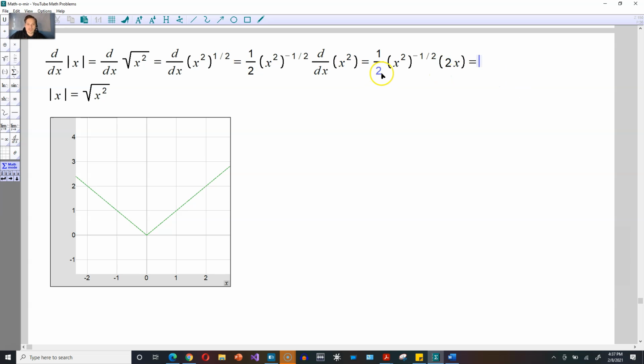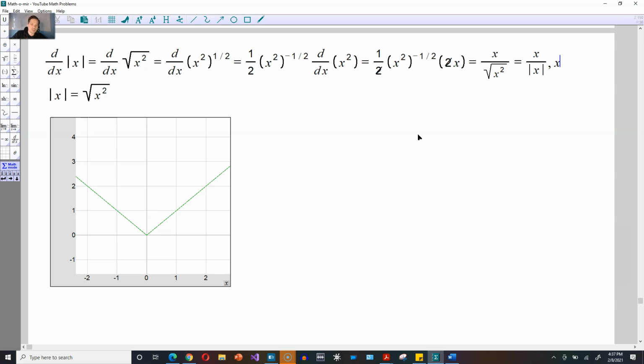What you can do next is this 2 here can clearly be cancelled with this 2 in this position right here. And then you end up with the following. x on the top, and on the bottom what you have is x squared to the negative 1/2. That would become the square root of x squared in the bottom. Remember, however, this is the same by definition, as you can see there, as the square root of x squared can be replaced with just the absolute value of x.